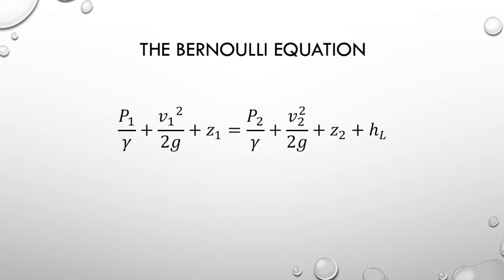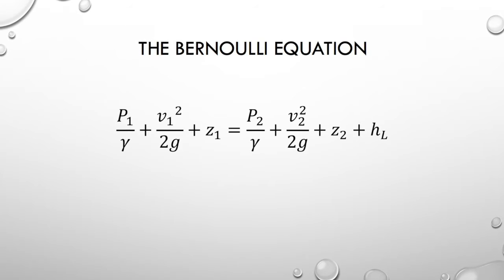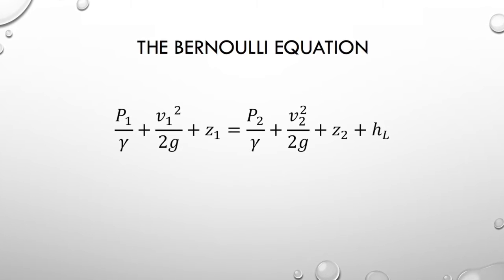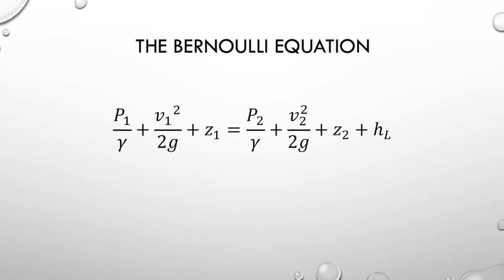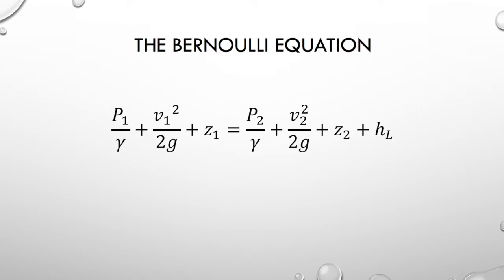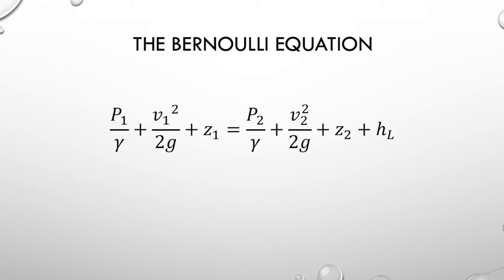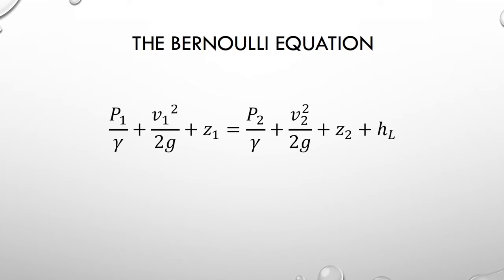V squared divided by 2g is also known as the velocity head. And z is also known as the elevation head. The sum of the pressure head and the elevation head is known as the piezometric head, which graphically represents the hydraulic grade line. The sum of the piezometric head and the velocity head is also known as the total head and graphically represents the energy grade line.